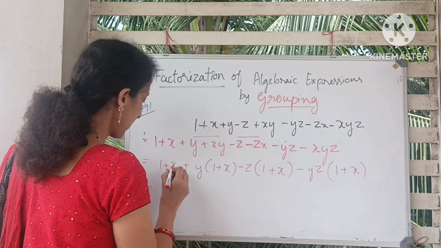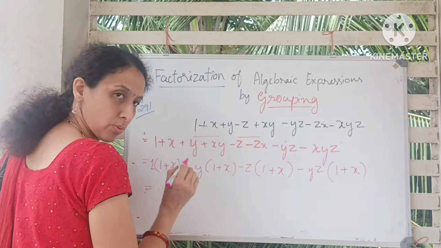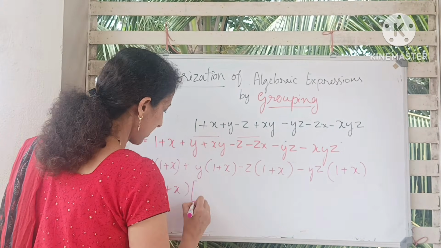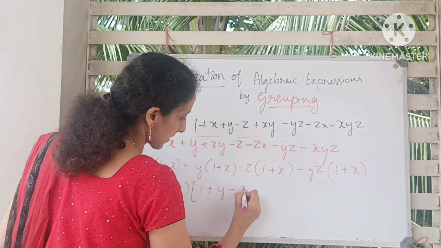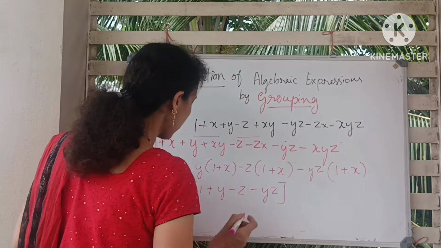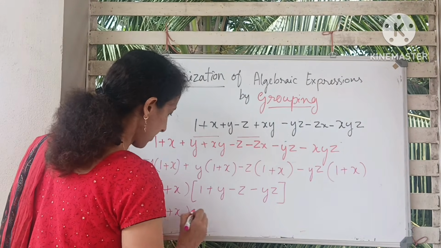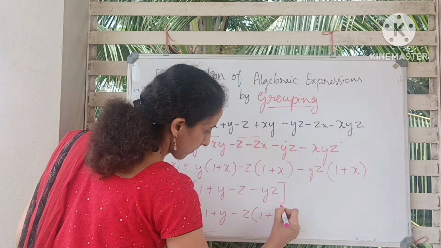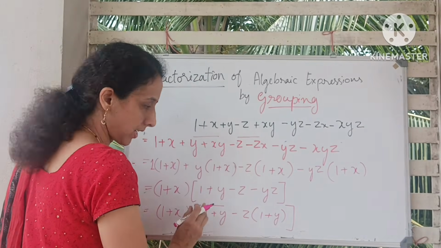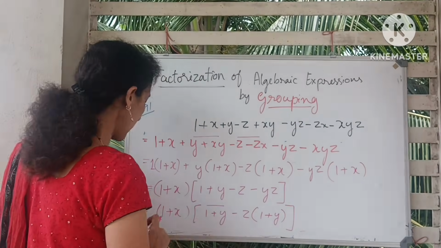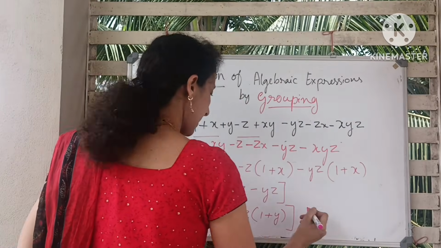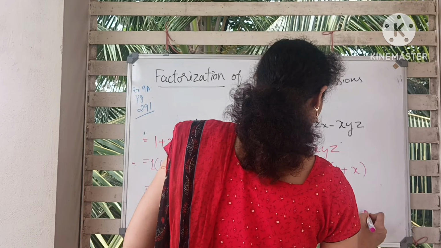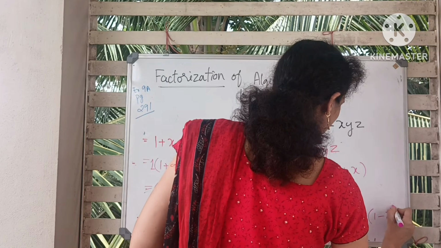So here we got this, I can group and say 1 into this. So 1 plus x I can take out as a common factor of all these terms. Then I have 1 plus y minus z minus yz. This is 1 plus x into 1 plus y minus z into 1 plus y. Again I can group this and say that this is 1 into 1 plus y. That is why I get this as 1 plus x into 1 plus y into 1 minus z.